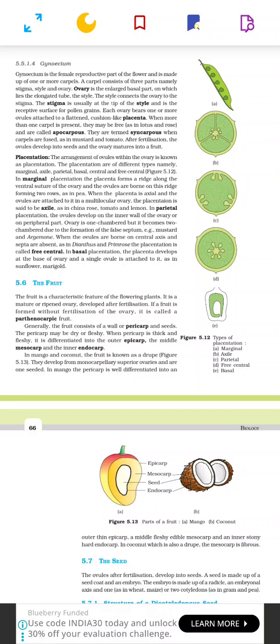In Figure 5.13, you can see the parts of a fruit, that is the mango and the coconut. Here, the pericarp is well differentiated in mango, but in the coconut, there is no well differentiated pericarp. In mango, there is a well differentiation of pericarp into epicarp, mesocarp, and endocarp. In mango, the mesocarp is edible, and in coconut, the endosperm is edible.